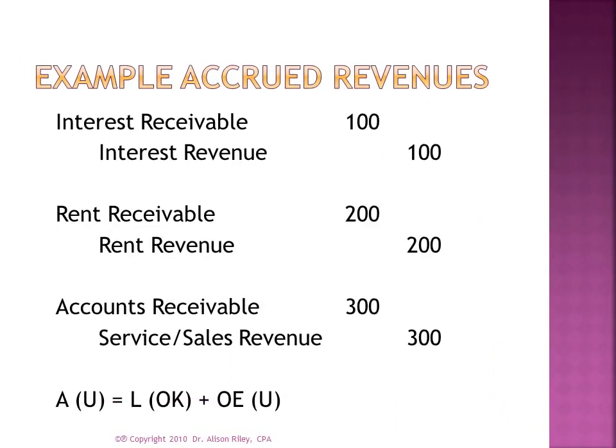Here's how we make the adjusting journal entries for the 3 previous examples. Notice that in each case we debit a receivable account and credit a corresponding revenue account. Failure to make these adjustments at the end of the accounting period would result in an understatement of revenues, net income, retained earnings and equity, and an understatement of assets, namely receivables.